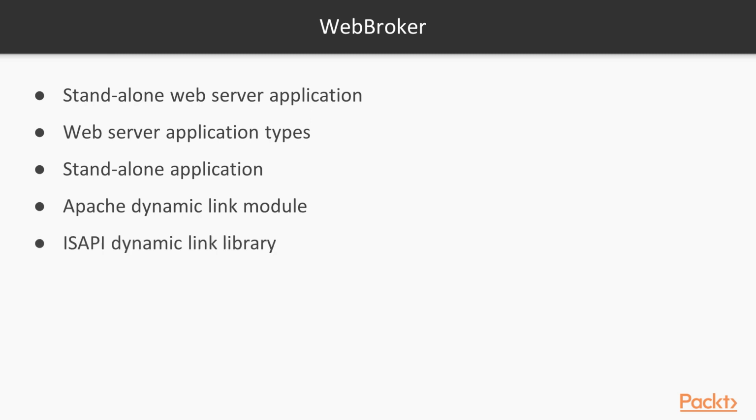ISAPI dynamic link library: these web server applications are dynamic link libraries, or DLLs, that are loaded by the web server, and the client request information is passed to the DLL as a structure and evaluated by the ISAPI application. Each request message is handled in a separate execution thread. Selecting this type of application adds the library header to the project file and requires entries to the uses list and exports the class of the project file.